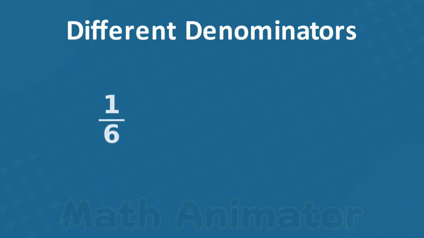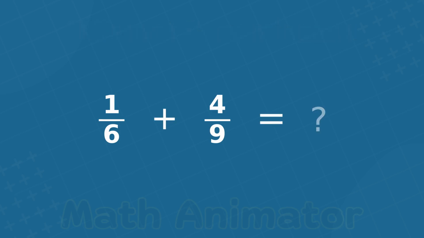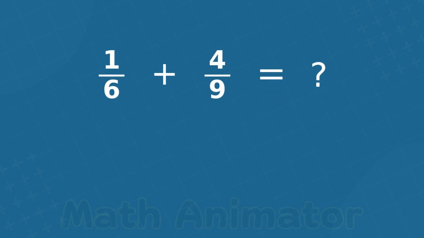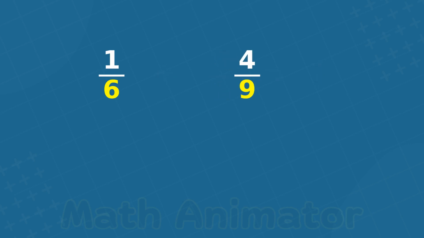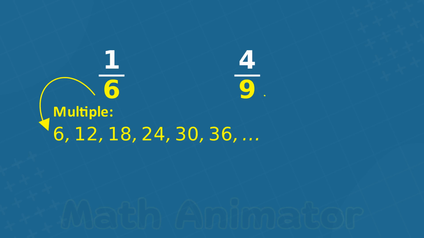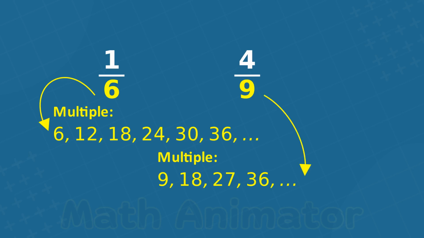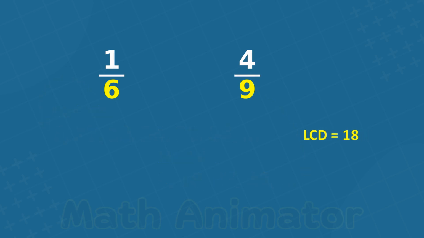How can we add fractions with different denominators? For example, how can we find the sum of 1/6 and 4/9? We can make the denominators of these two fractions equal, and then add them as we did before. Here are the steps. First, find the multiples of the denominators. Next, identify the lowest common multiples between them. We call it lowest common denominator LCD. In this case, the LCD is 18.